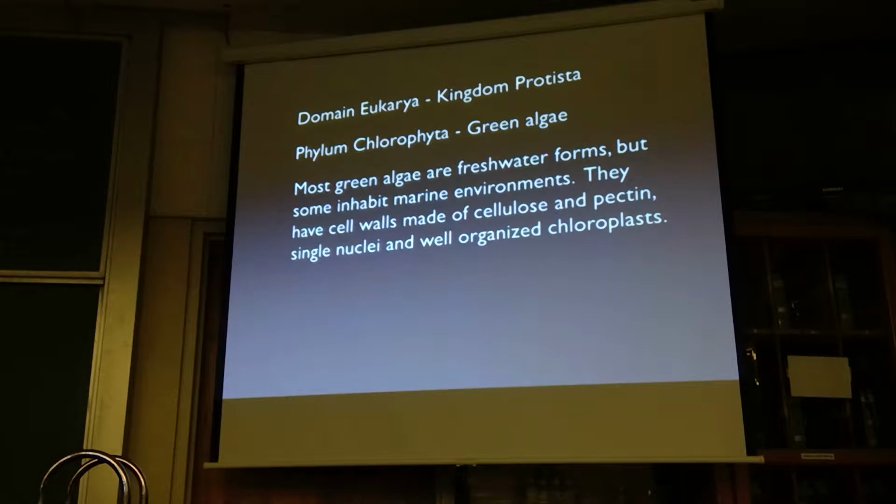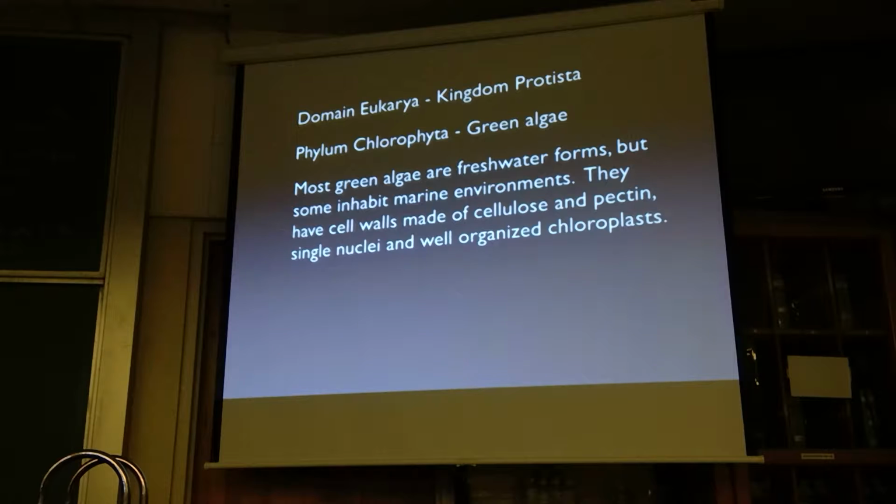Some of them even live in damp soils. What's interesting about these guys, once you get into how they are categorized beyond Chlorophyta, is that people started looking at the shapes of their chloroplasts. Some of them have spiral chloroplasts, some of them have star-shaped chloroplasts. So they kind of identified them that way.